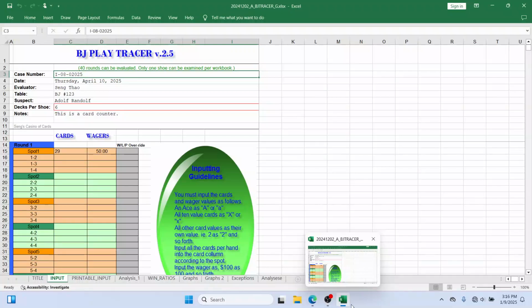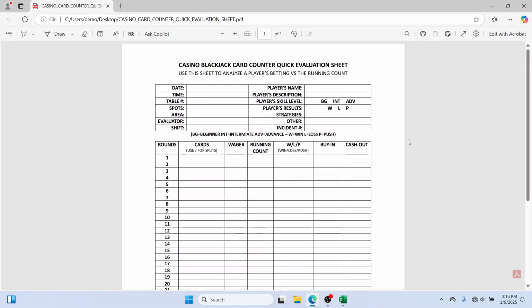So before we get into the application, I wanted to show you this here. In the older days, the way that the surveillance department or table games would count down a player and analyze a blackjack player, to see if they are a card counter or an advantage player, we used a form similar to this here. This form is also called a strip sheet.